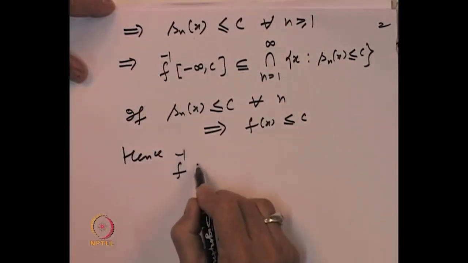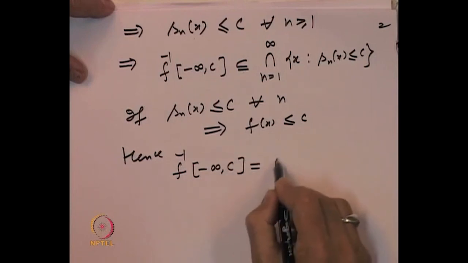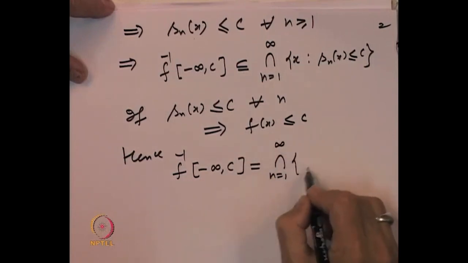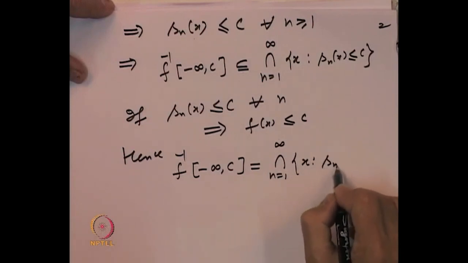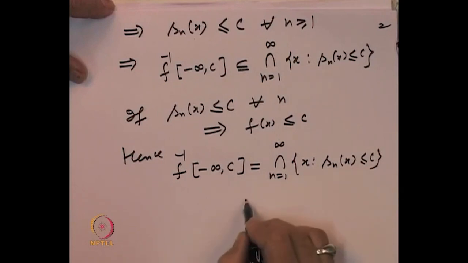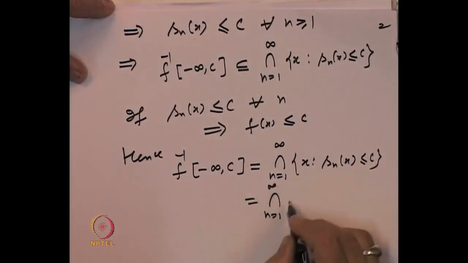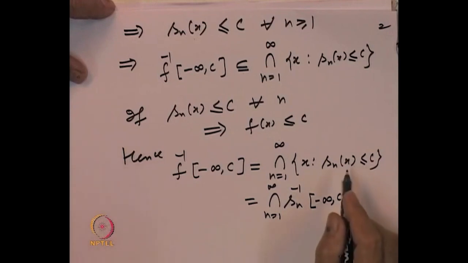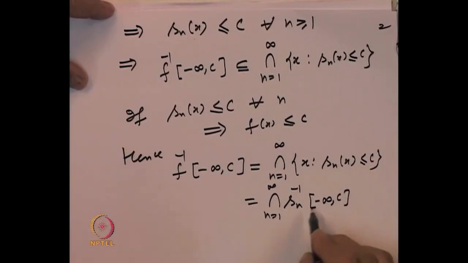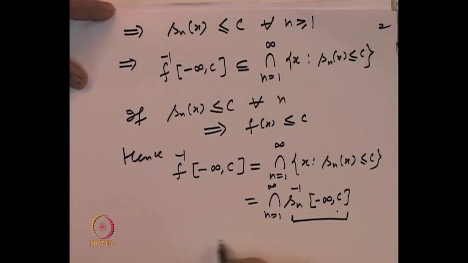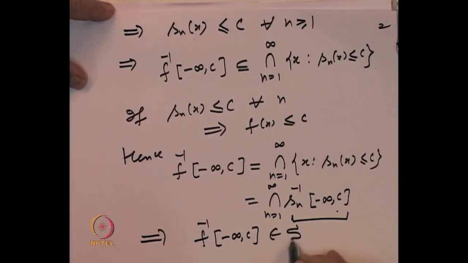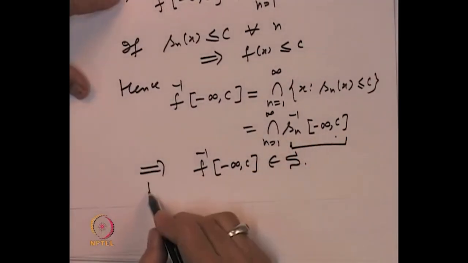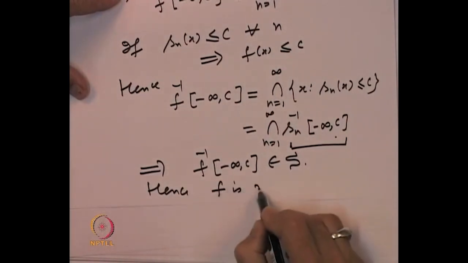So, hence, f inverse of minus infinity to C can be written as the intersection over n equal to 1 to infinity of x such that s n of x is less than or equal to C, and that is the same as the intersection over n equal to 1 to infinity of s n inverse of the interval minus infinity to C. And s n's being simple measurable functions, each one of these sets is an element in the sigma algebra S. So, this implies that f inverse of minus infinity to C belongs to the sigma algebra S. So, hence, f is measurable.